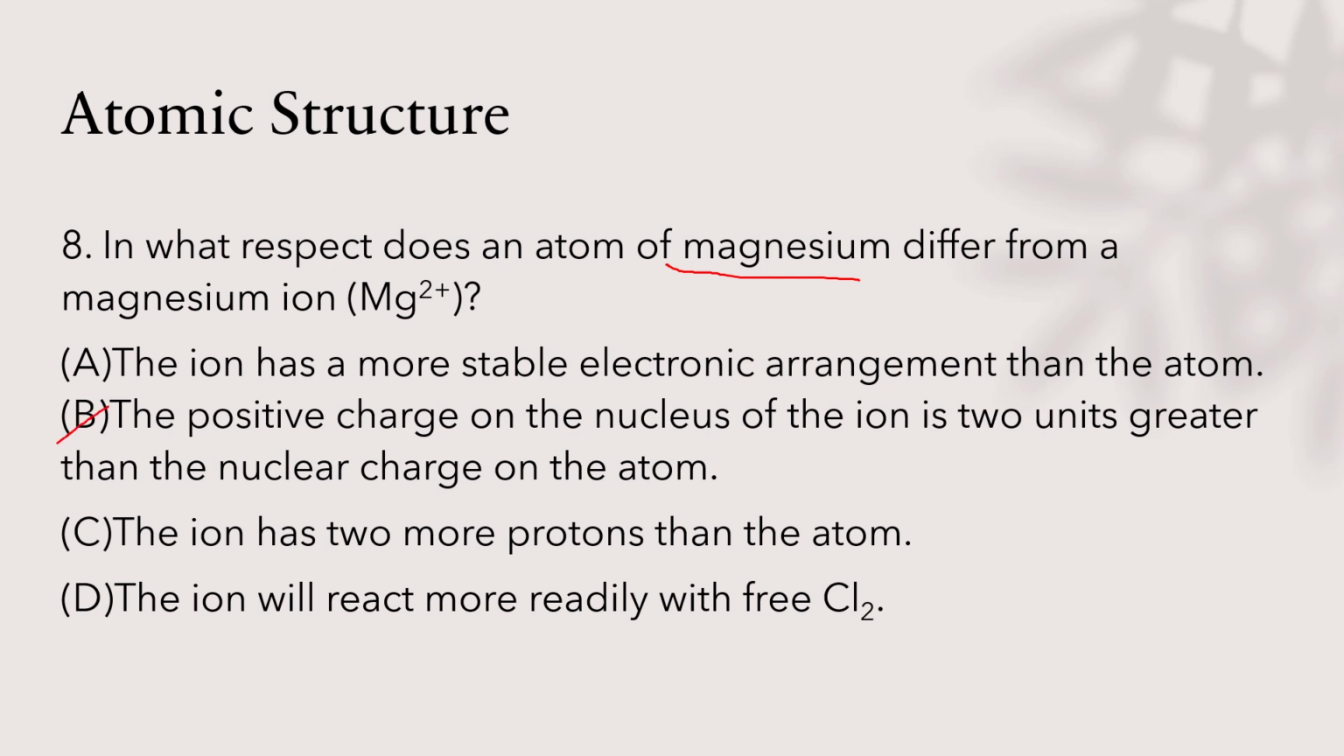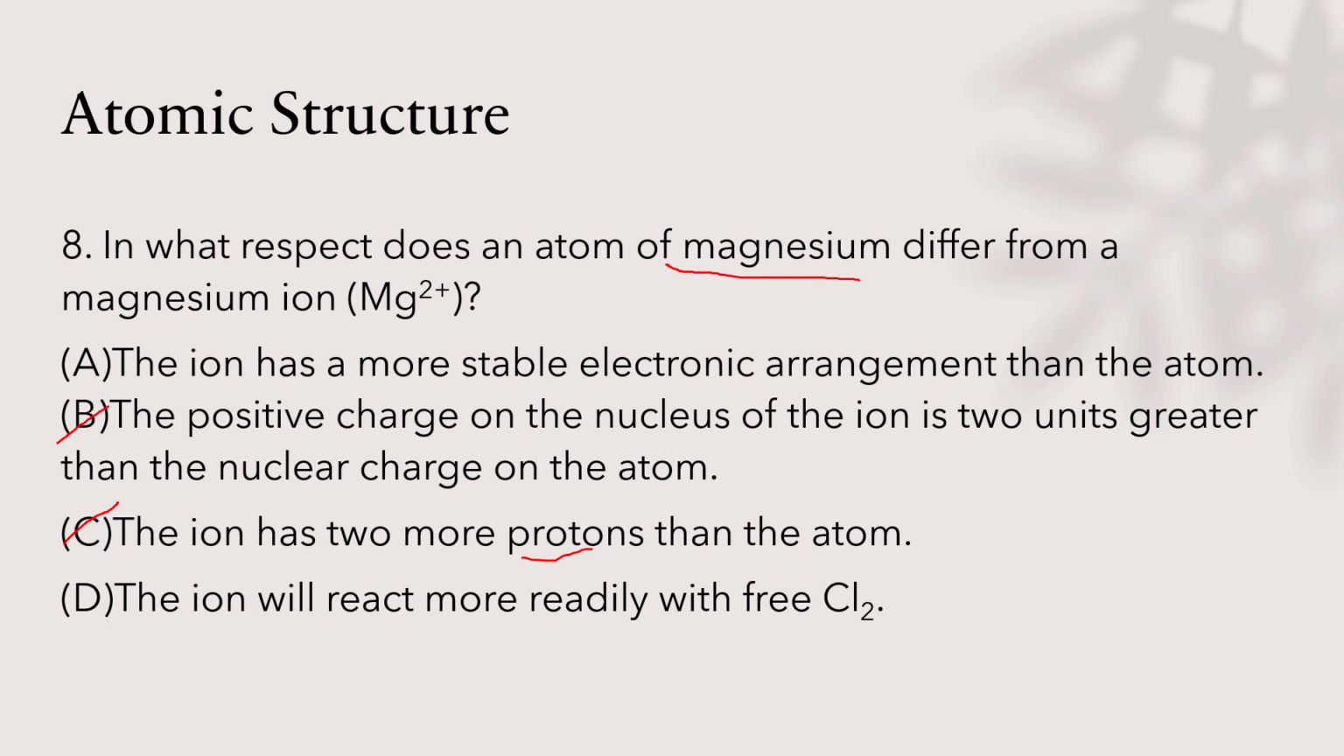Going to C, the ion has 2 more protons than the atom. Now this one is all kinds of false, right? If you change the number of protons, you change the identity of the atom. So if the ion had 2 more protons, it would no longer be magnesium. It would now be a completely different atom. Okay, so that one's completely false on all accounts.